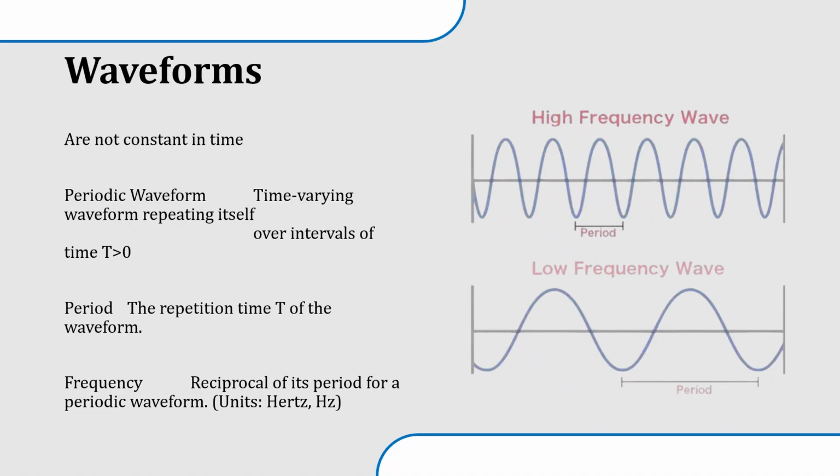It's important to note that waveforms are not always constant in time. A periodic waveform is a time-varying waveform repeating itself over intervals of time greater than 0. The repetition time, T, of a waveform is called the period of the waveform. For a waveform to be periodic, it must continue indefinitely in time. The frequency of a periodic waveform is the reciprocal of its period, with the units being hertz.